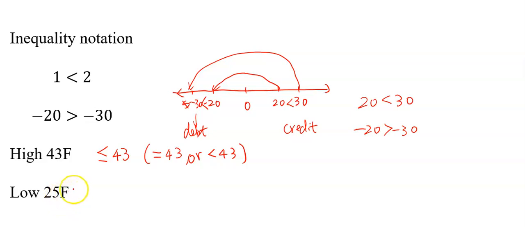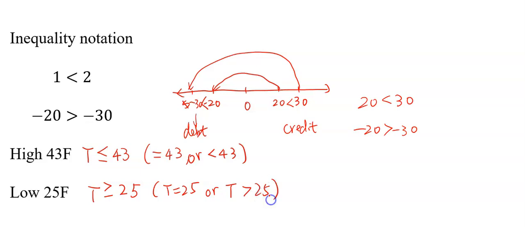So if the lowest temperature is 25, that means the temperature is going to be greater than or equal to 25. If I use T to represent the temperature, so T is greater than or equal to 25, which means T is either 25 degrees, the temperature probably will be 25 degrees, or the temperature is higher than 25 degrees.